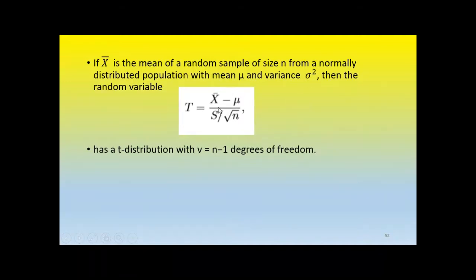actually, the population variance is sigma square. We may not have the idea of sigma square. We have S, the sample standard deviation. S square is the sample variance.